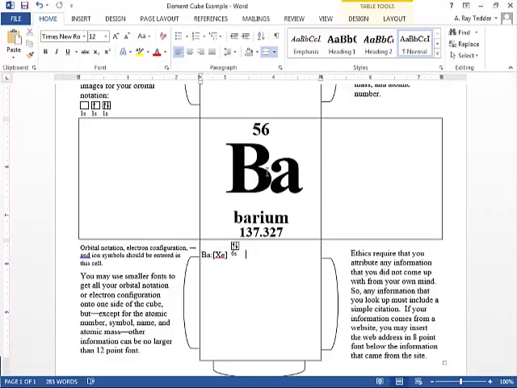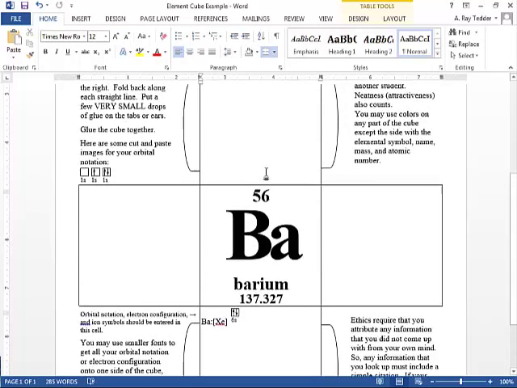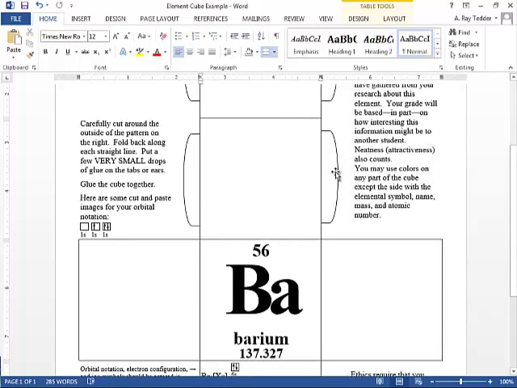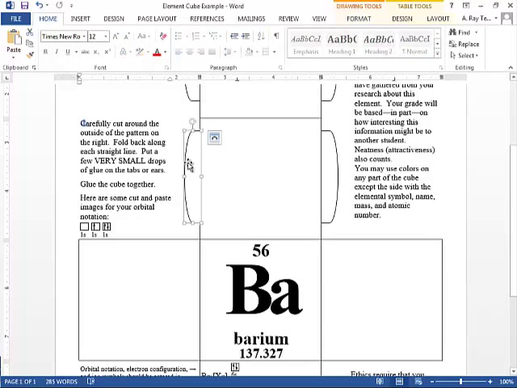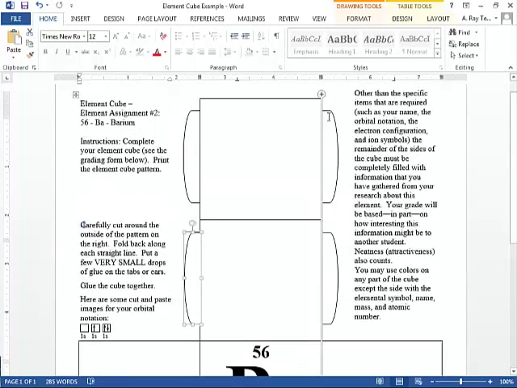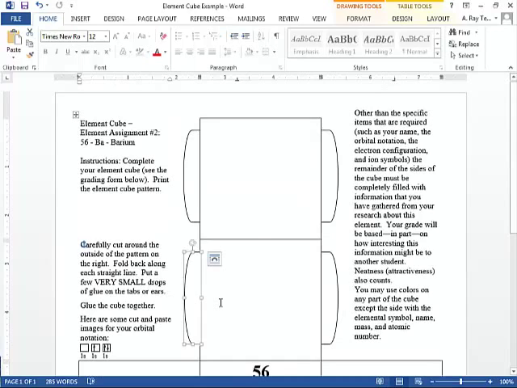Now, listen. So then, when you have your element cube data done, you cut this out. Listen carefully. You leave these little ears. You see these little ears here on the side? Those stay there. You cut it out, leaving those there. You fold this up, and you put some glue on these ears, and you're going to glue it up into a square. There's even a video on my YouTube channel that shows you how to do that.